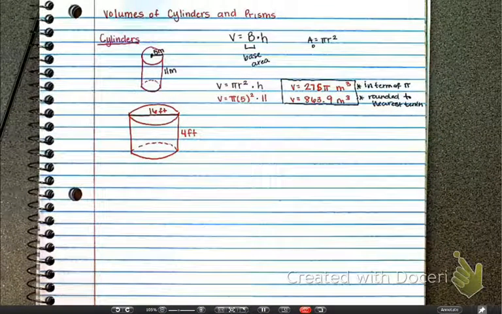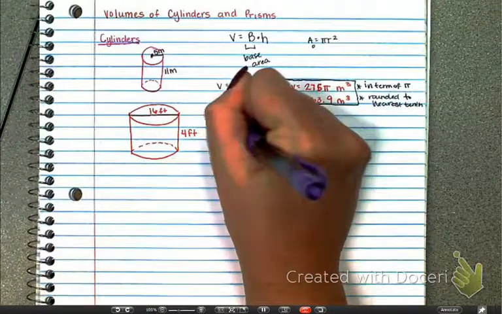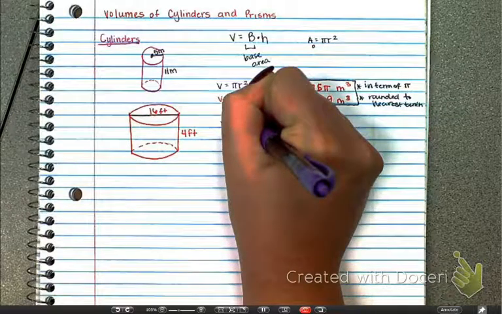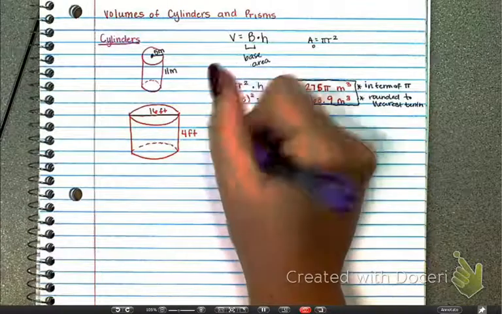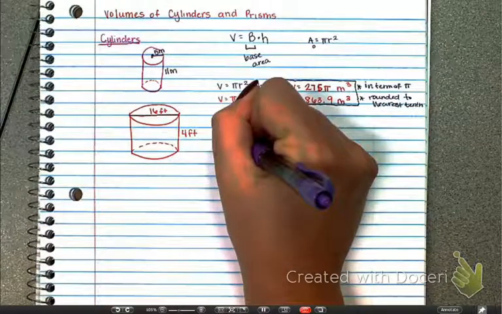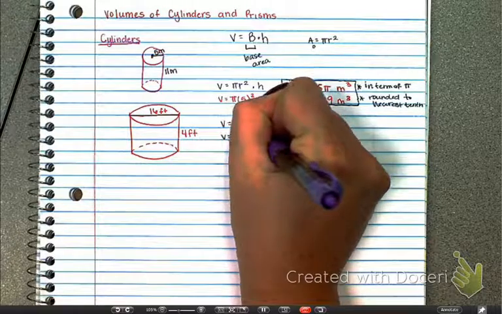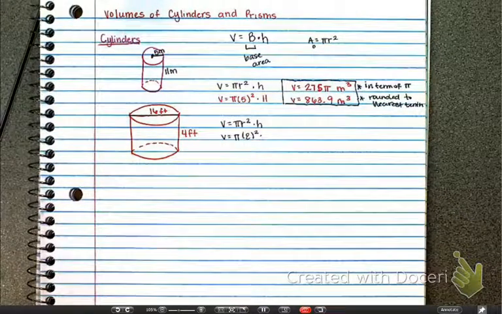Volume. Again, my base is pi r squared times the height. What is the radius of this cylinder? It is 8. Half of 16, because 16 is my diameter. And what's the height of this cylinder?